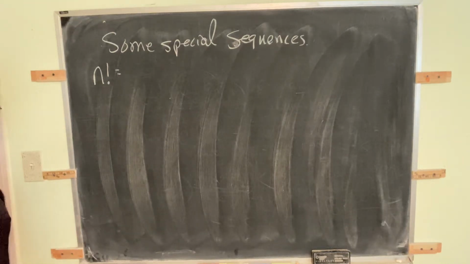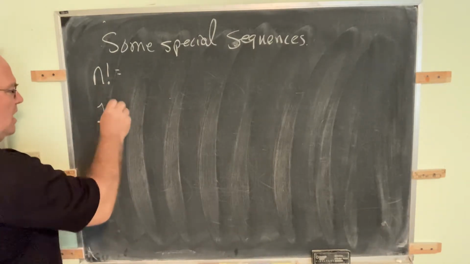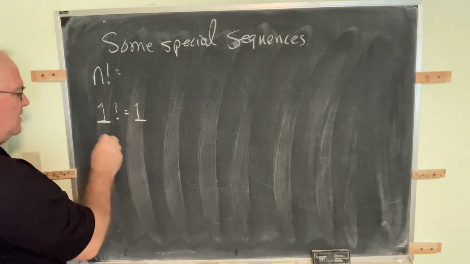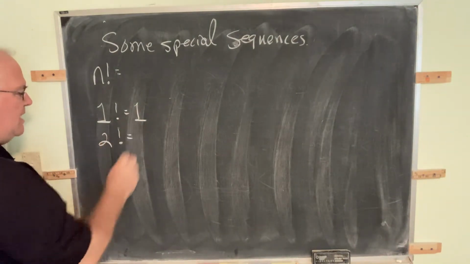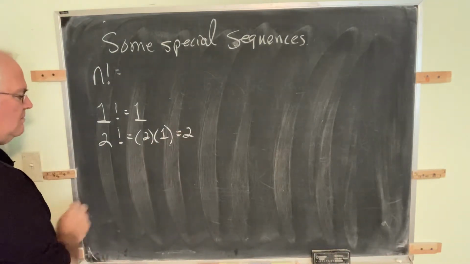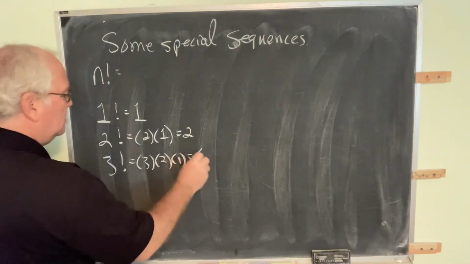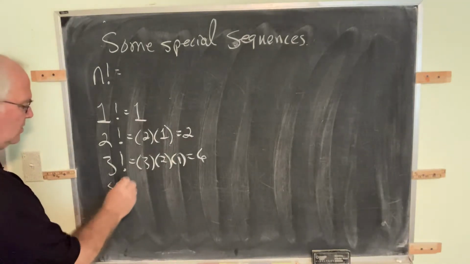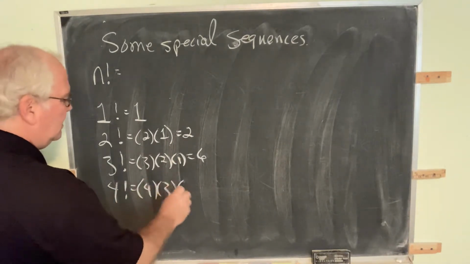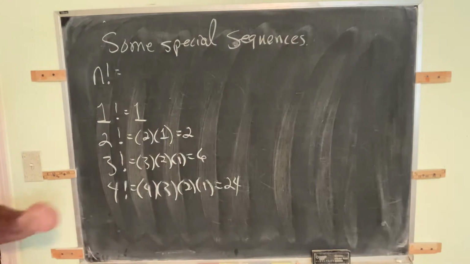There are some special sequences that deserve particular attention. The first of which we'll discuss here are the factorials. N factorial. We may write 1 factorial. 1 factorial is simply 1. 2 factorial means 2 times 1, which is 2. 3 factorial means 3 times 2 times 1, which is 6. 4 factorial means 4 times 3 times 2 times 1, which is 24. And that process never terminates.